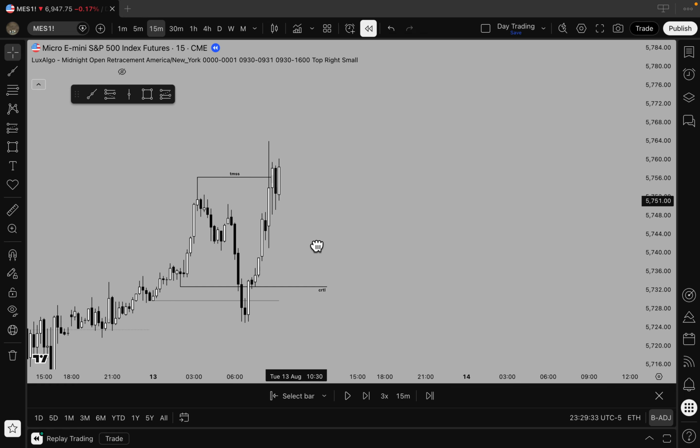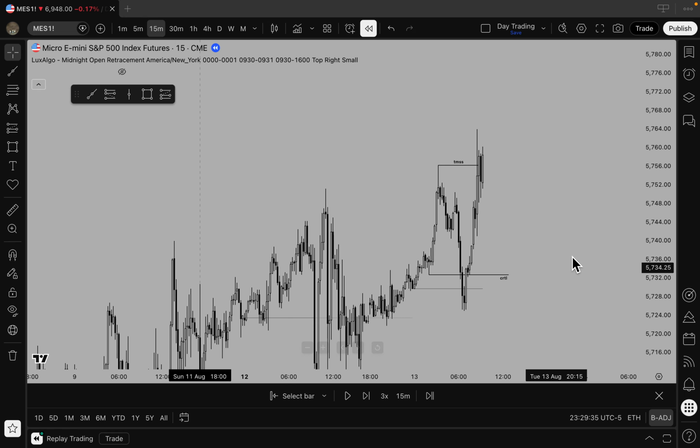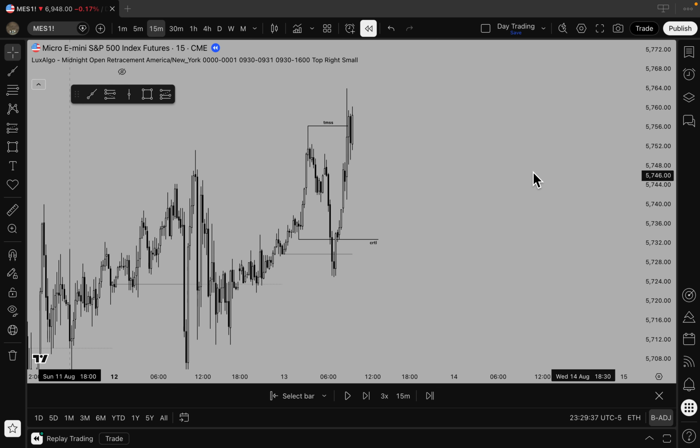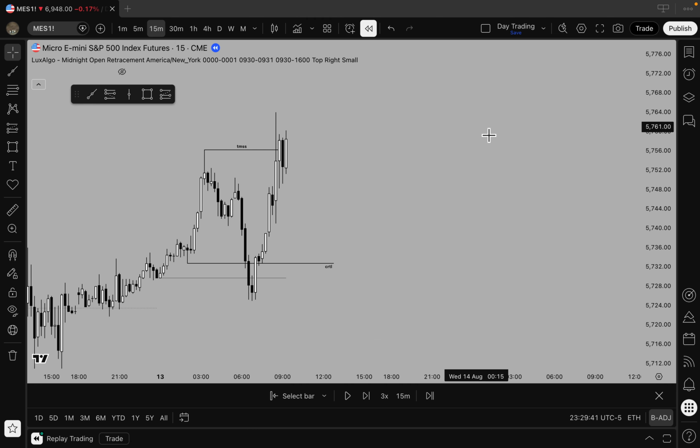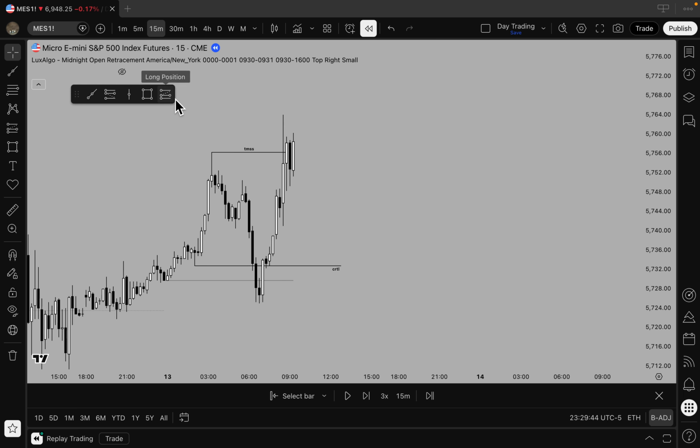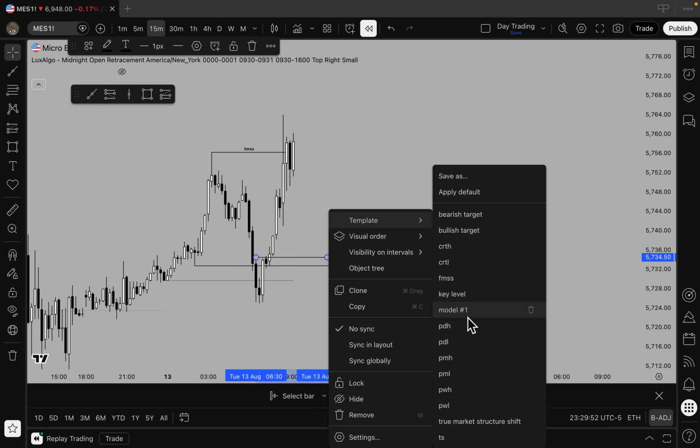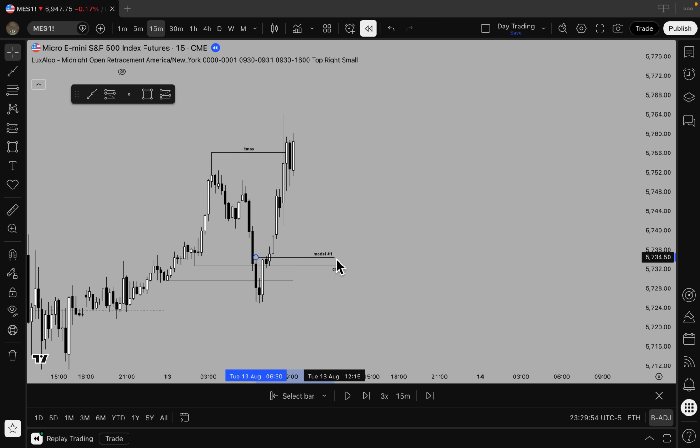But because of this close above, we're already bullish on the week. You have all these reasons, all these signals that are telling you that the price is going to go higher. Again, this Model 1 did form right here, because just because it's early doesn't mean it wasn't there. So it formed.